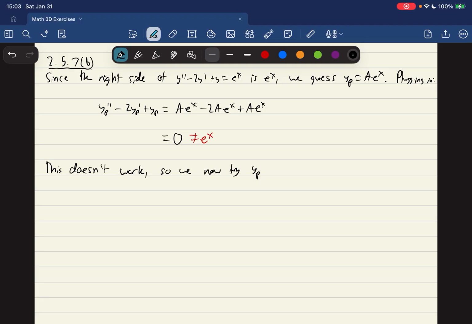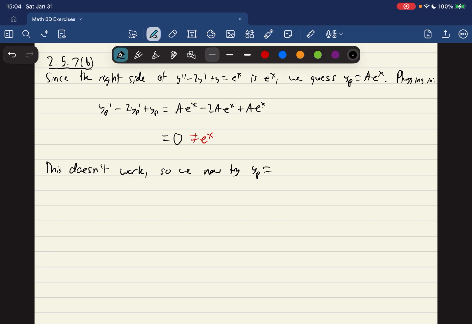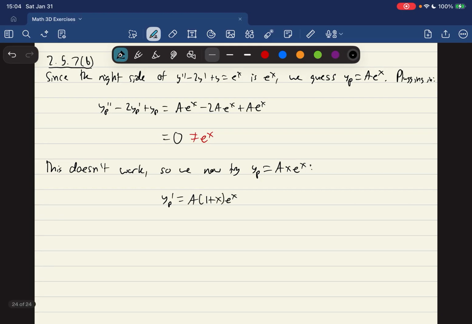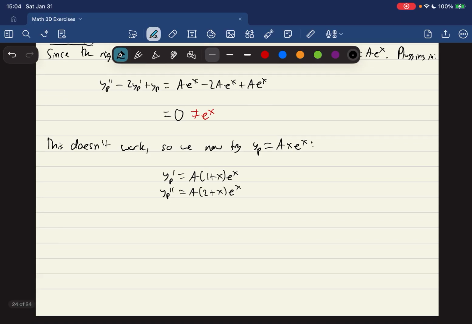So again, the right side is still e to the x in our equation, but because just doing a constant times e to the x didn't work, now let's see what happens if we do a times x e to the x. Now here we need to compute derivatives, so y sub p prime is going to be a(1 + x)e to the x, just a quick product rule. And y sub p double prime will be, if we do the product rule again, you'll find that you get a(2 + x)e to the x.